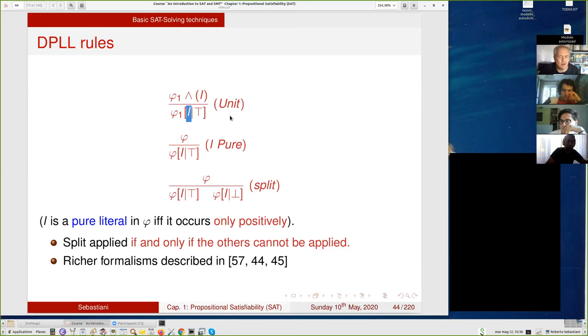Another rule, which is less important because it's not much used recently, but it is in some way interesting, is the following. Notice that the unit rule is a deterministic rule, right? It doesn't create any branch. So when this is the case, you do this. The other rule is what is called the pure literal rule, and it works as follows.